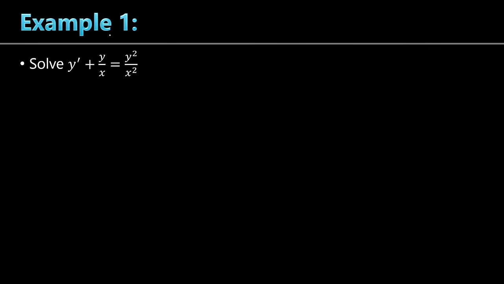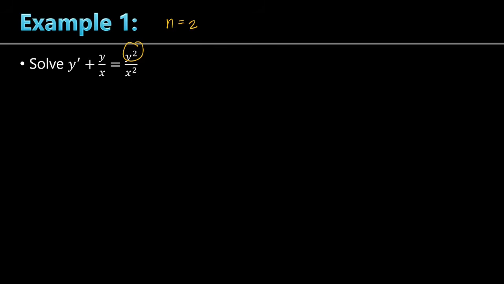Madali lang to. Okay, so solve y prime plus y over x equals y squared over x squared. So as you may notice here, we have p of x, which is 1 over x, and q of x is 1 over x squared. And here, the term y squared represents your y raised to n. So therefore, in this problem, n is equal to 2 because of this term, y squared.